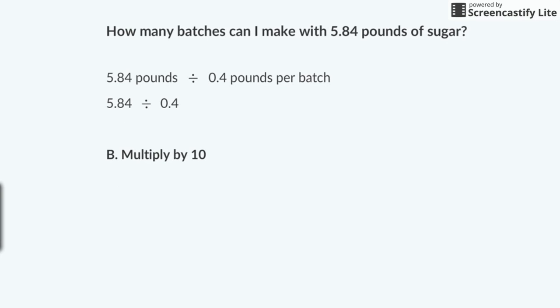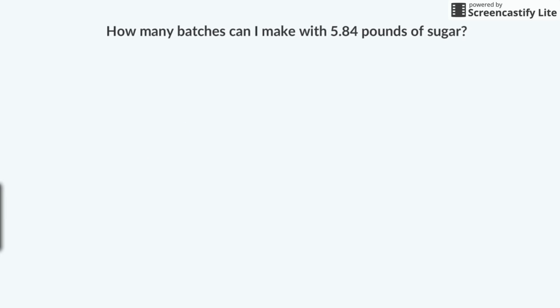B, multiply by 10. I can multiply 4/10 by 10. And to keep the value of the expression the same, I must also multiply 5.84 by 10. When I multiply a decimal number by 10, the decimal point moves one place to the right. So 4/10 is now the whole number 4. And 5 and 84/100 is now 58 and 4/10. Now I have a simpler division problem to solve: 58 and 4/10 divided by 4.